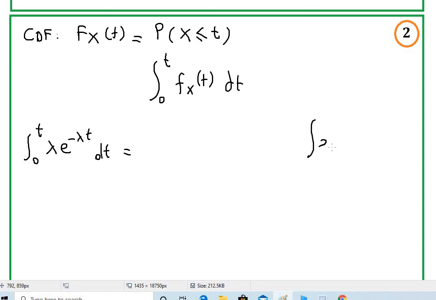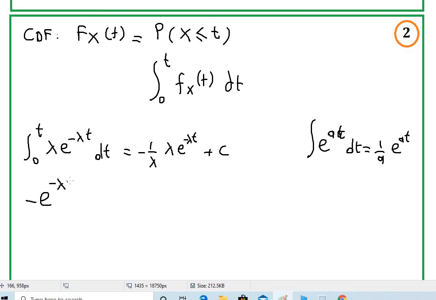We know that the antiderivative of, let's say, e to the at dt is 1 over a times e to the at. So in this case, it's going to be 1 over negative lambda times lambda e to the negative lambda t plus c. Since this is a definite integral, we're going to use the fundamental theorem of calculus. So our antiderivative, where lambda cancels lambda, is negative e to the negative lambda t from 0 to t.